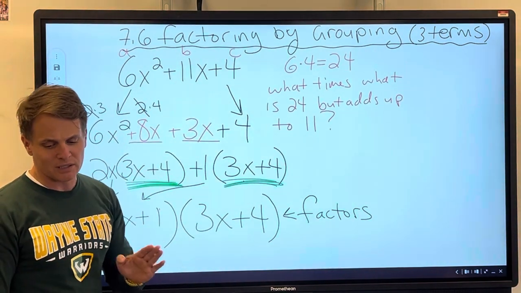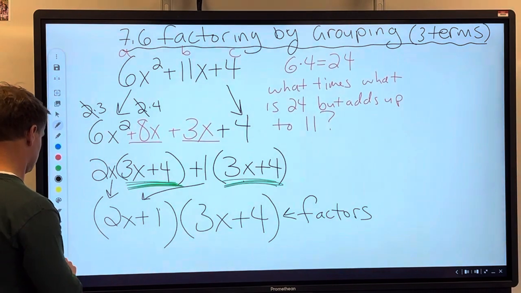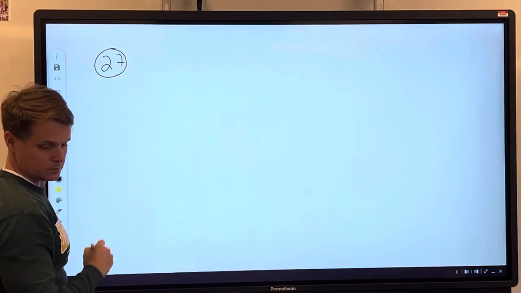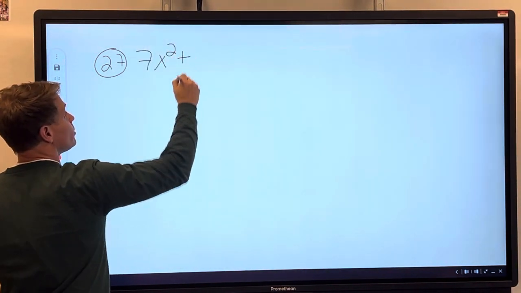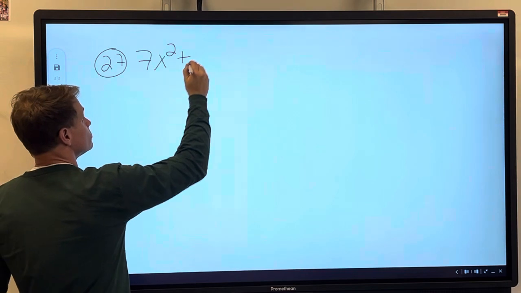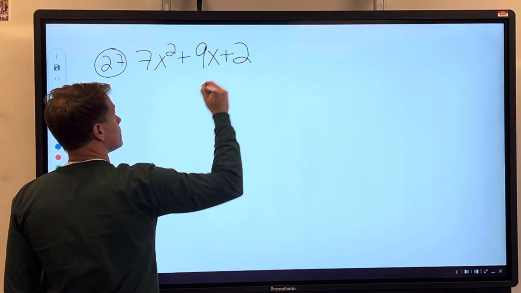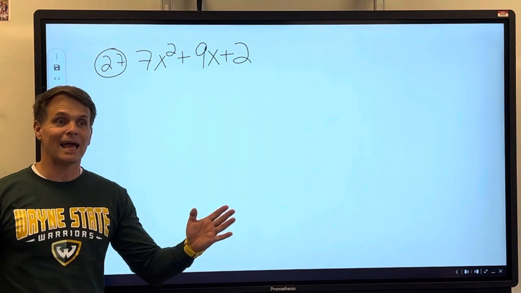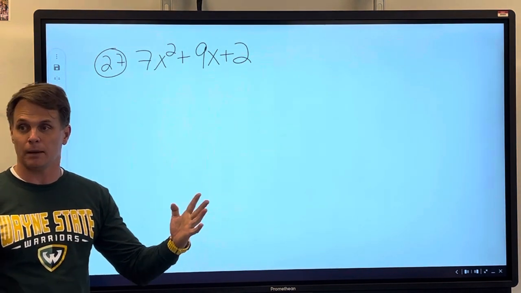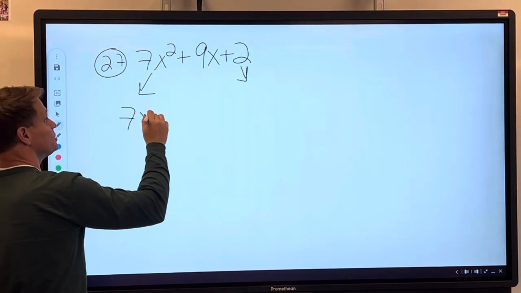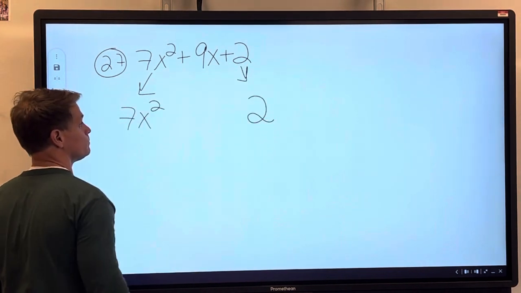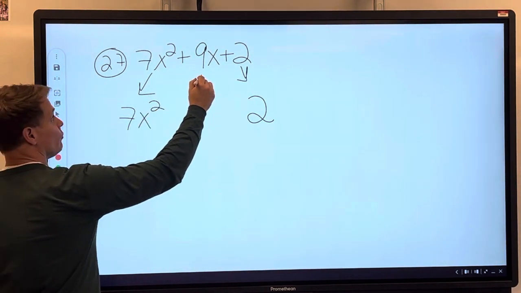So this one's number 27 on page 307. I'm going to erase this one. 27 on page 307 looks like this. It's 7x squared plus 9x plus 2. So like I said, we want to keep the first term and the third term the same. 7x squared and 2.